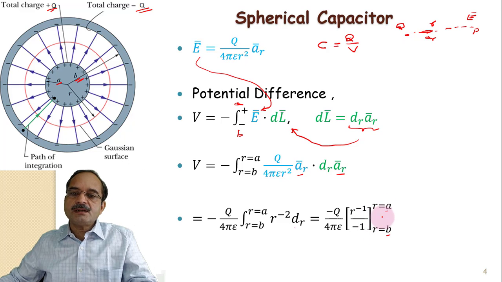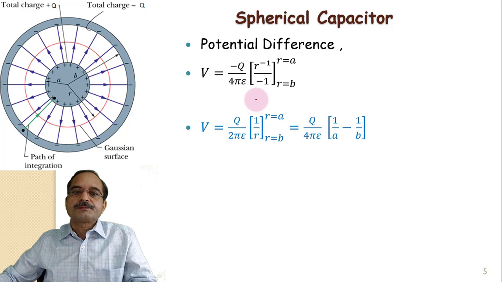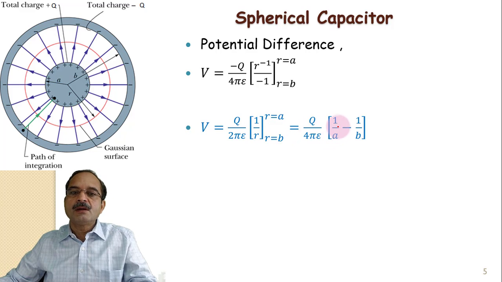Now I can exchange the order of integration, that is the limits, and adjust this minus sign. Solving this, the negative sign, minus 1, cancels with this negative. So it becomes plus Q upon 4 pi epsilon, with limits r equal to b to r equal to a. Substituting this here, this gives me V equal to Q upon 4 pi epsilon times 1 upon a minus 1 upon b.